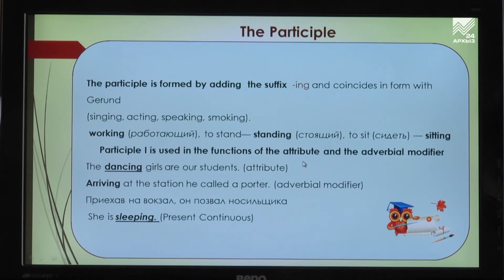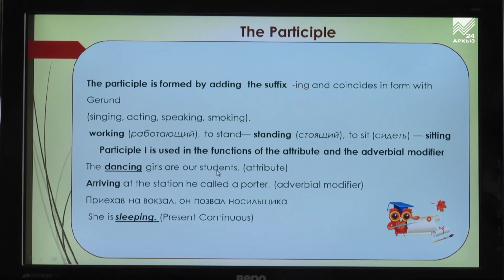The participle. Причастие. The participle is formed by adding the suffix -ing also, and it coincides in form with the gerund, but they are translated differently. Singing, acting, dancing, writing, sitting, and some other words.